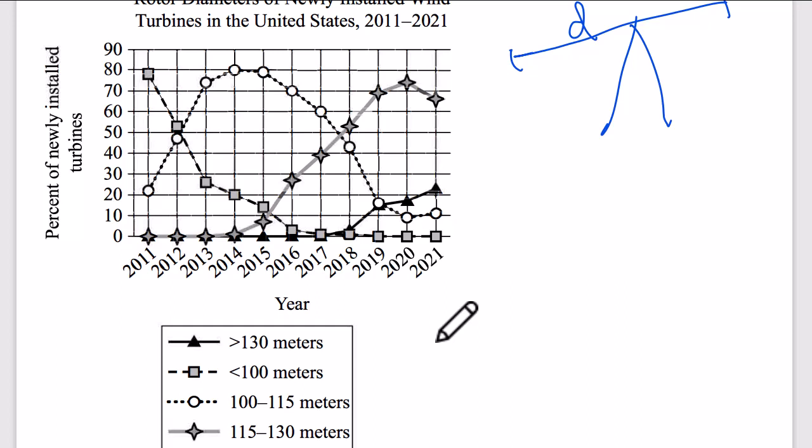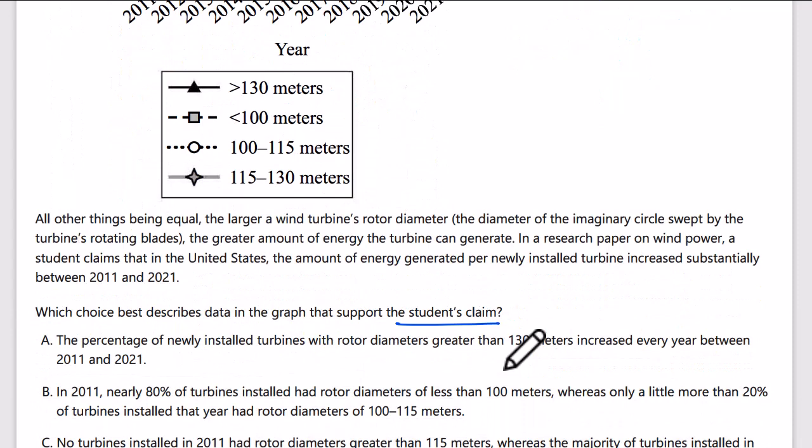Less than 100 meters was the case over 10 years ago, and that dropped dramatically. What's replaced it is longer, 100 to 130 meters going up. And, as the bigger one came down, the new, even bigger one came out. So we keep replacing with bigger diameter turbines. Okay. So all other things being equal, the larger wind turbine's rotor diameter, the diameter of the imaginary circle swept by the turbine's rotating blades, the greater amount of energy the turbine can generate. So bigger diameter equals more energy, which is why we keep replacing with bigger turbines as bigger rotors.